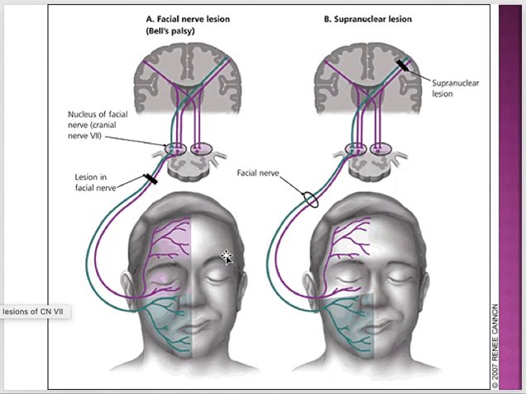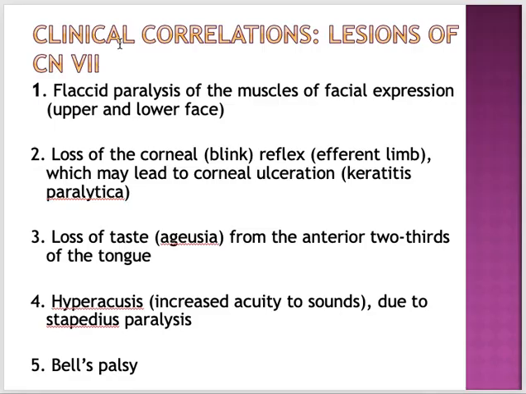So anyhow, this is the most important concept that I wanted to tell you. If you can remember this, the thing will be easy for you. So, clinical correlation, lesions of the facial nerve, same thing, no difference. What are the things we can check? We can check the flaccid paralysis of the facial muscles of facial expression, upper and lower face. Remember to check both. Loss of corneal blink. Remember that whenever we touch the cornea, the sensation is carried by the fifth nerve, but when we blink, it is the seventh nerve. Loss of taste, hyperacusis when stapedius paralysis is there, or Bell's palsy, right?